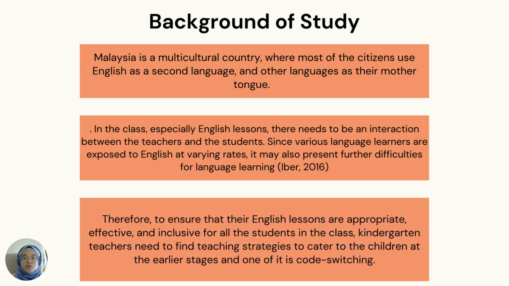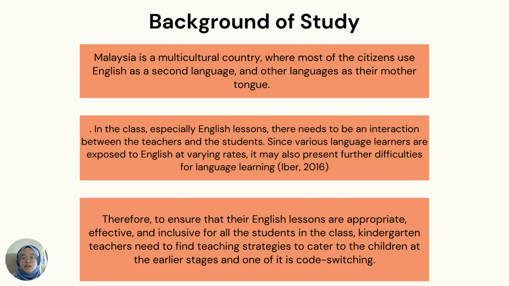Malaysia is a multicultural country where most of the citizens use English as a second language and other languages such as Mandarin, Malay, Tamil, and more as their mother tongue. Not all children have the same access to the language. Therefore, their vocabulary range and proficiency level may vary.